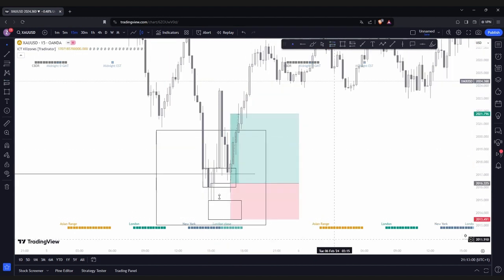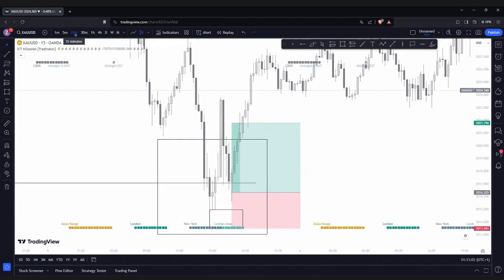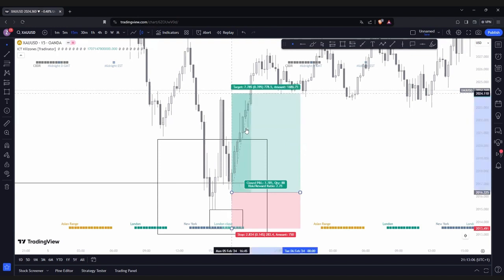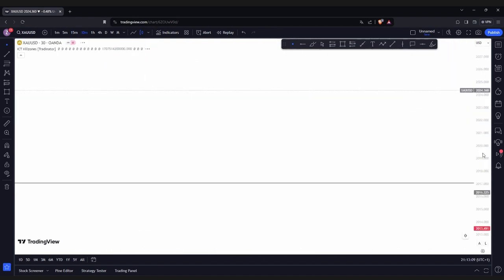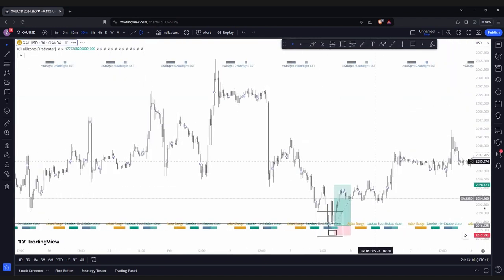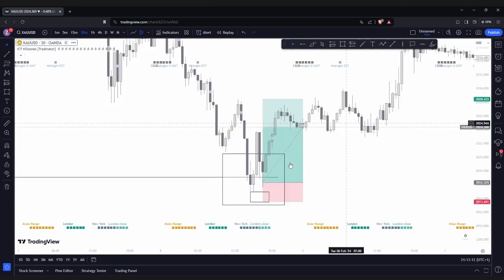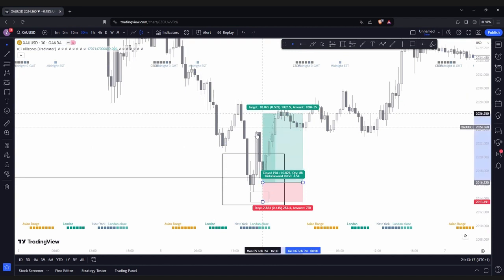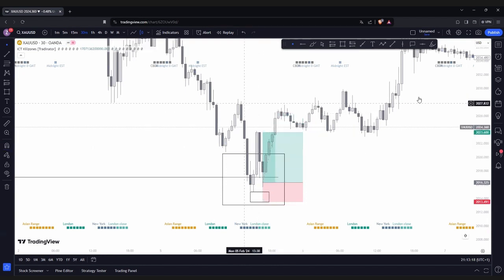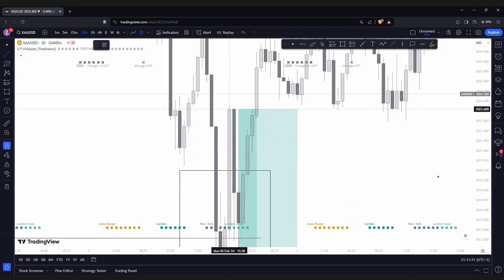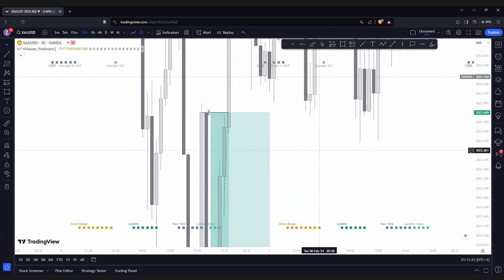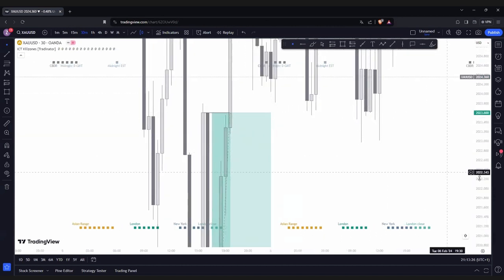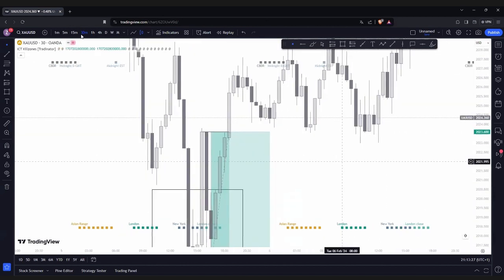Now, where is your TP since you had an M15 breakout? M15 breakout, you TP at M30. Once you go to the M30, you look for the nearest M30 A level. Where is it? It's right here, so that is going to be your TP. If it rejects, you're going to close. If not, if it breaks, you're going to hold to the H1.